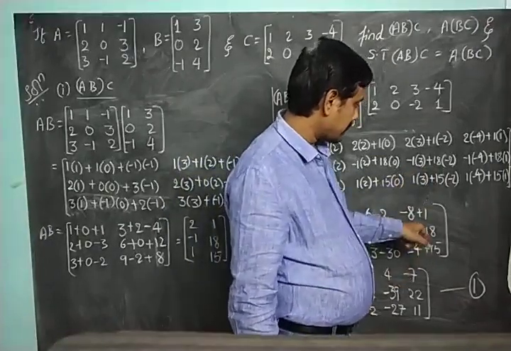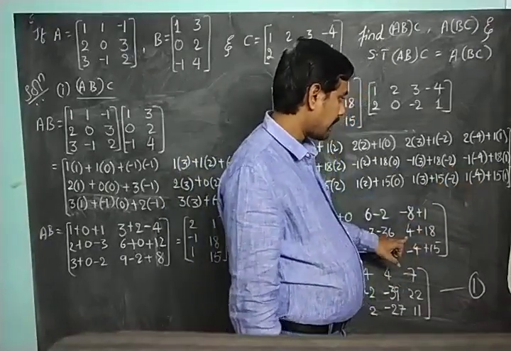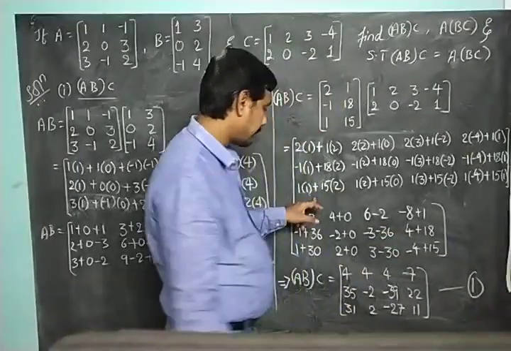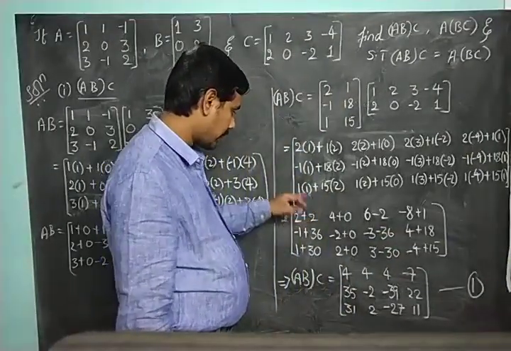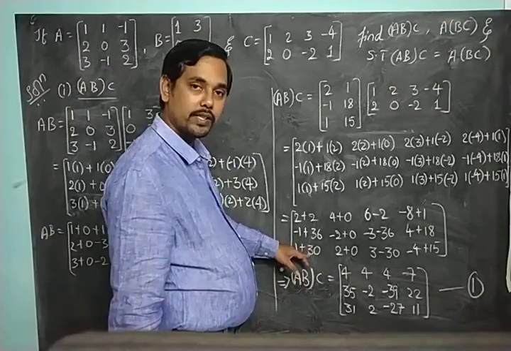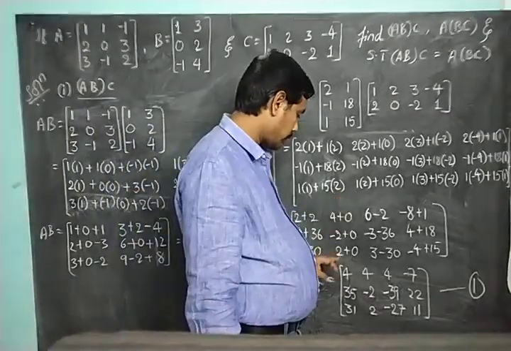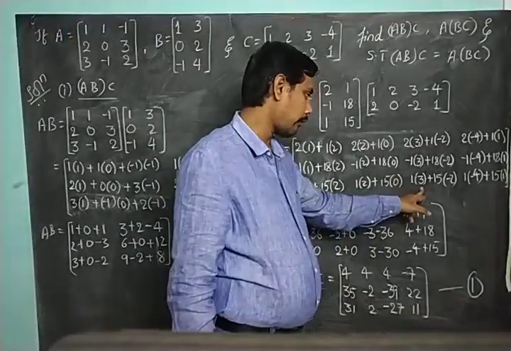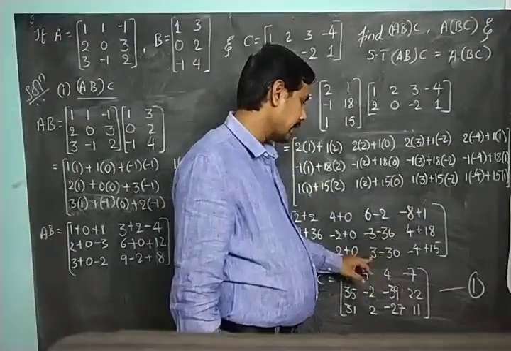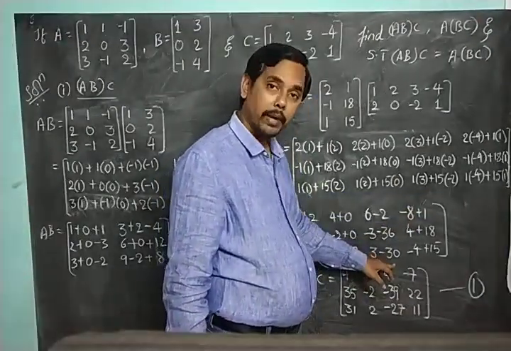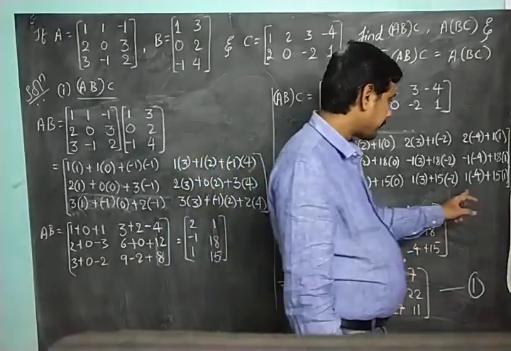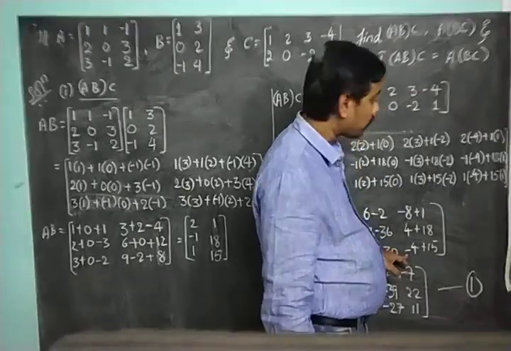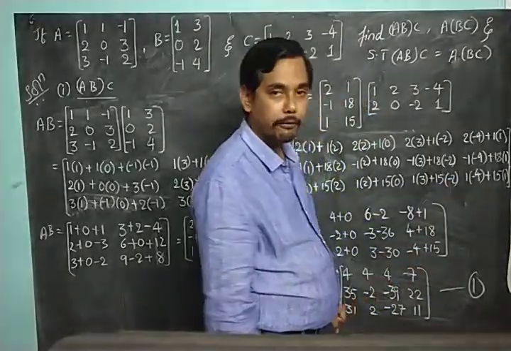Simplification of this is minus 1 into minus 4 is plus 4, 18 into 1 is 18. If we simplify, what we will get? 1 into 1 is 1, 15 into 2 is 30, 1 into 2 is 2, 15 into 0 is 0. If we simplify this, what we will get? 1 into 3 is 3, 15 into minus 2 is minus 30. Then if we simplify this last one, what we will get? 1 into minus 4 is minus 4, then 15 into 1 is 15.